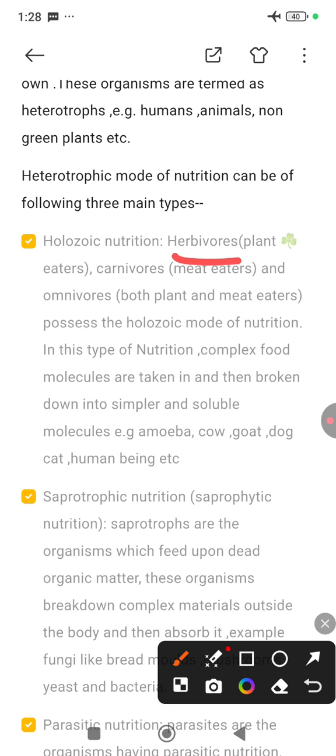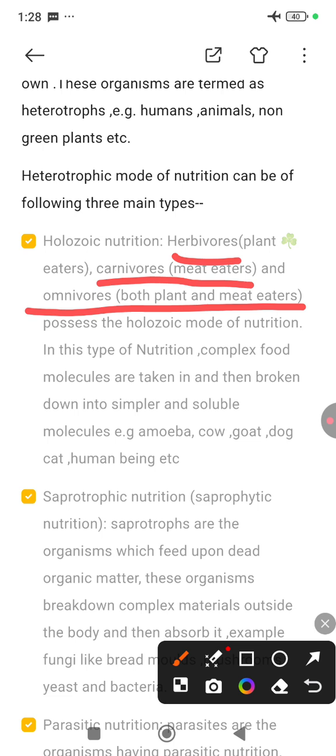Herbivores means plant eaters who consume plants for their survival, like cow and goat. Then meat eaters, that means carnivores, who consume the flesh of animals or meat. And omnivores: we humans are also considered omnivores because we can consume both plants and meat. Along with human beings, dogs and cats are also considered omnivores.